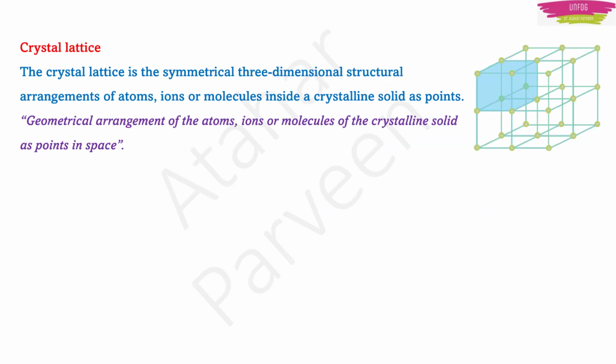Now let's start discussing the crystal lattice again. The crystal lattice is the symmetrical three-dimensional structural arrangement of particles present in that solid. Those particles can be atoms, ions or molecules, whatever are present in that crystalline solid. They will be playing the role of points. Here you can see the structure where these atoms or ions or molecules are present at the corners of the cubes, so they are geometrically arranged. This geometrical arrangement of atoms, ions or molecules of the crystalline solid as points in space is known as a crystal lattice.